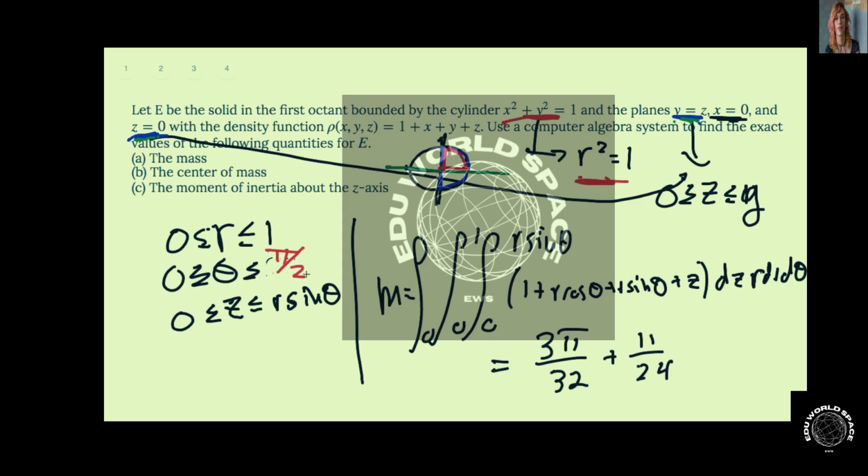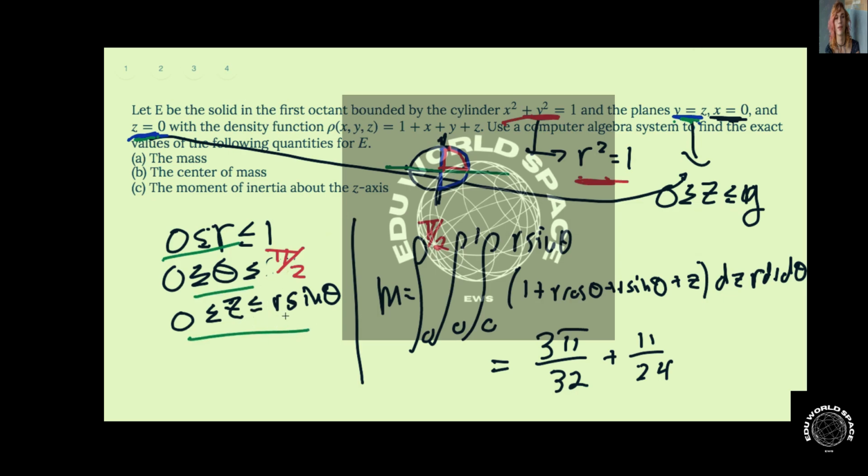So theta is going to run from 0 to pi over 2. Okay? So this guy here should be a pi over 2. Okay? Now let's look at the rest. So r is 0 to 1, great. Theta we just talked about. Now let's look at z.